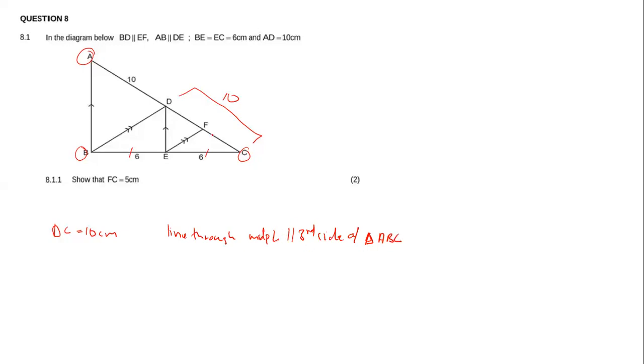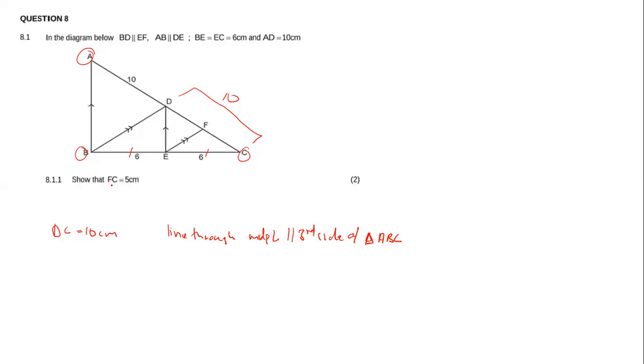That's what is happening. You do not just write that this is 10 centimeters. You write why. What's the reason? Why do you say this is 10 centimeters? Because the line through the midpoint, which is this line, is parallel to the third side of this triangle, which is called triangle ABC. Therefore, we can simply say that this is 10 centimeters.